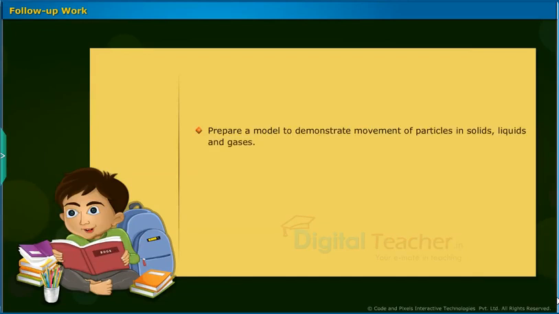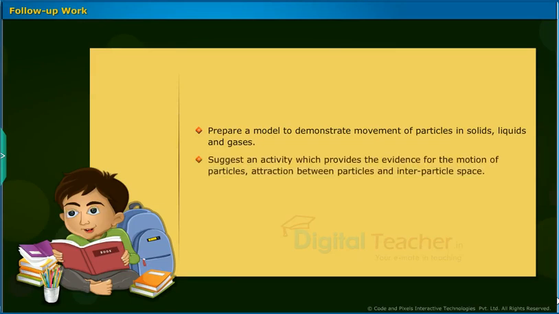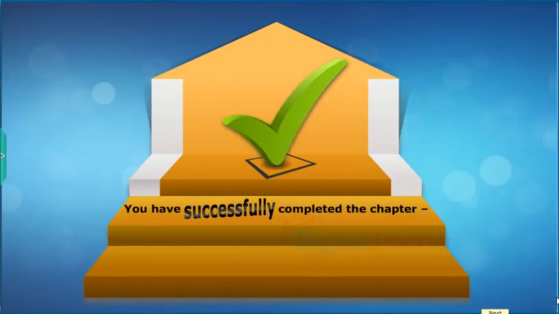Follow-up work. Prepare a model to demonstrate movement of particles in solids, liquids and gases. Suggest an activity which provides the evidence for the motion of particles, attraction between particles and interparticle space. You have successfully completed the chapter Matter Around Us.